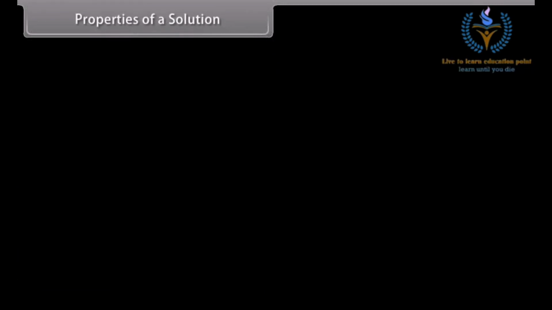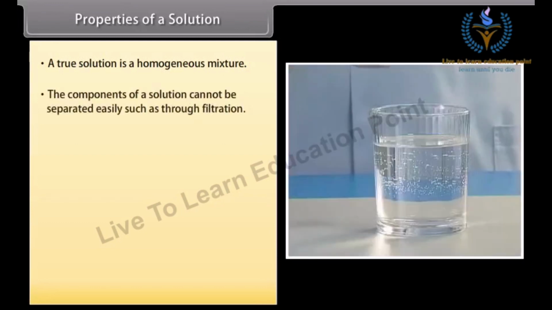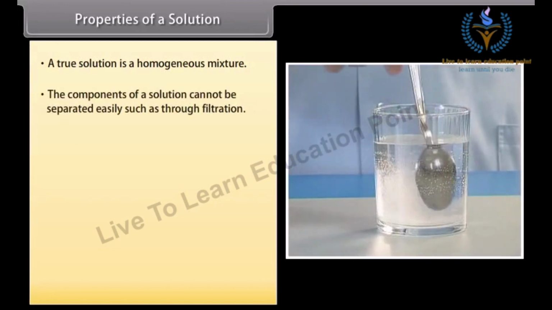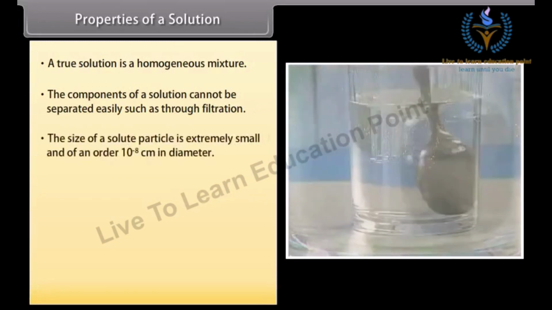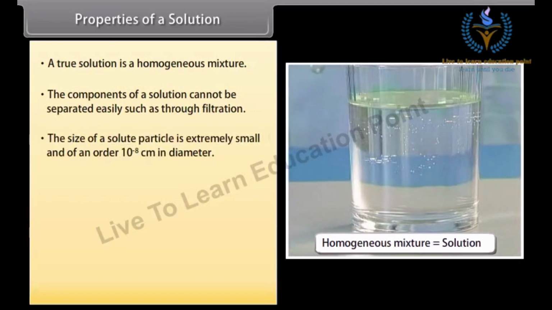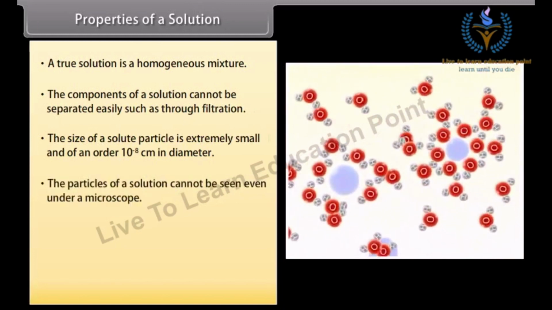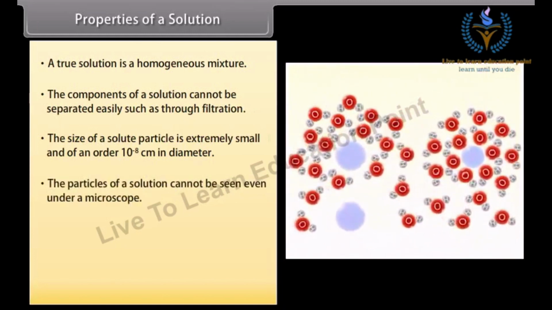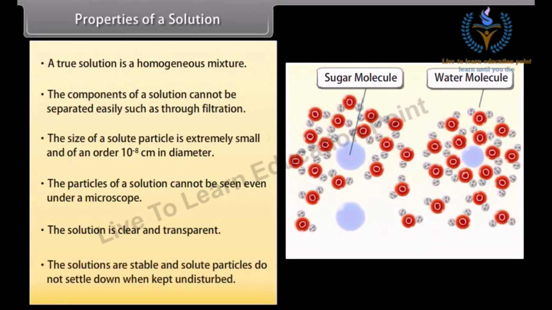Properties of a solution. A true solution is a homogeneous mixture. The components of a solution cannot be separated easily, such as through filtration. The size of a solute particle is extremely small and of an order 10 raised to the power minus 8 centimeter in diameter. The particles of a solution cannot be seen even under a microscope. The solution is clear and transparent. The solutions are stable and solute particles do not settle down when kept undisturbed.